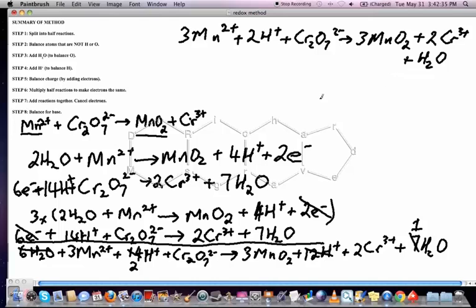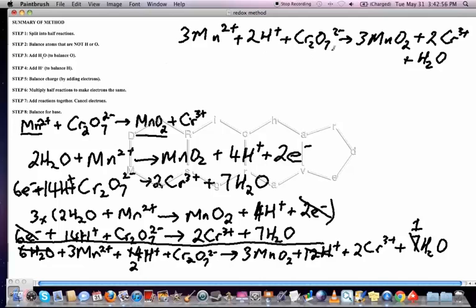Alright, so there's my reaction that's been balanced for acidic conditions. Now we're going to check this out and make sure that it does indeed balance. We've got 6 and 2 is 8, minus 2 equals 6, so we've got a total charge of 6 on this side, total charge of 6 on this side. That's okay.